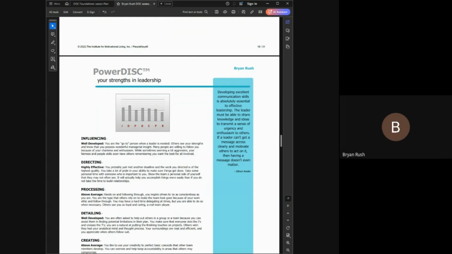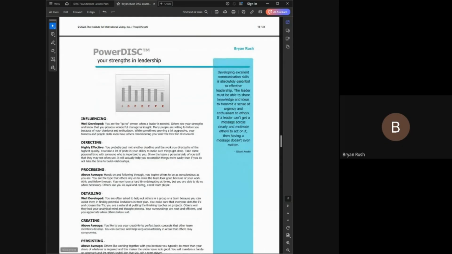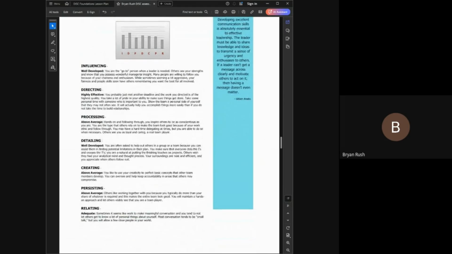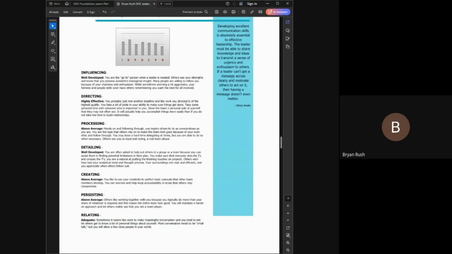It says my directing is highly effective. It says my detailing is well developed. My creating is above average, and so on. So it's going to tell you what your superpowers naturally are. Now they could be a little bit higher or lower, but these are natural strengths, like your superpowers, that can really be used well if you're in the right role and in the right situation.